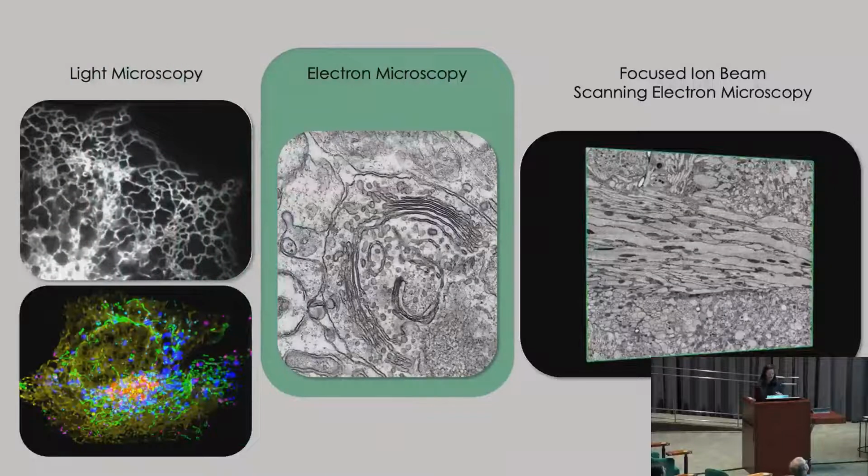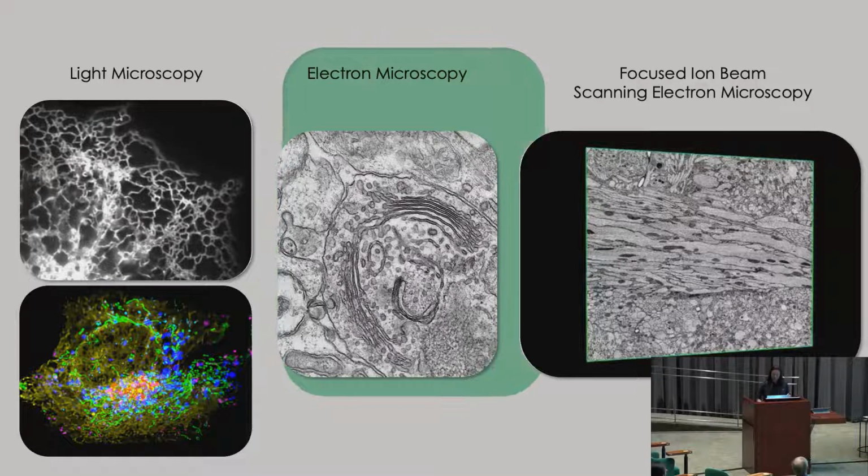So in contrast to that, electron microscopy gives us more global contrast, so we get to see more things. We get higher resolution, but with traditional methods, we're usually limited to a very small region of interest. So we lose all the context, and that is a problem as well.